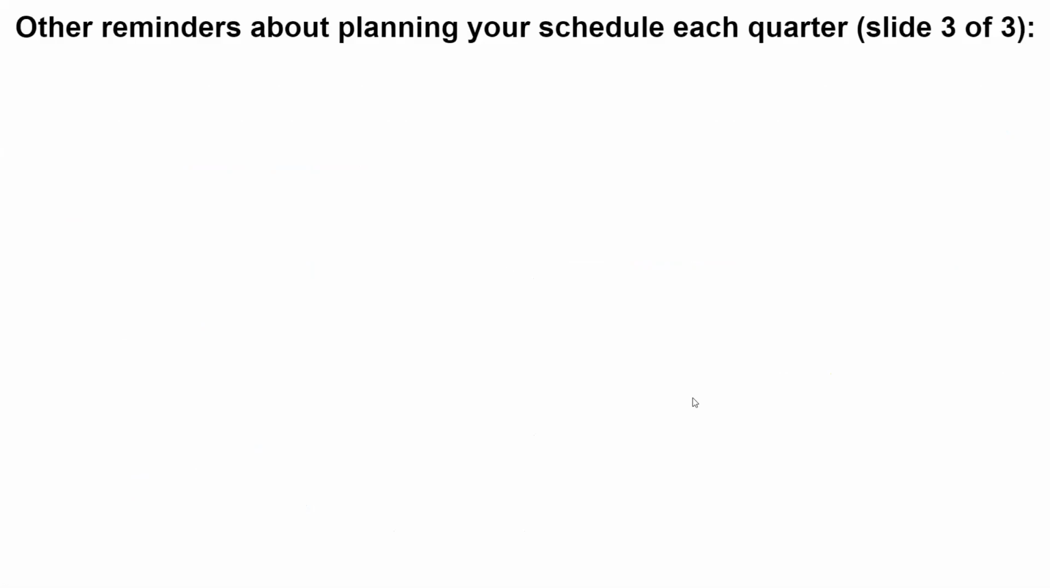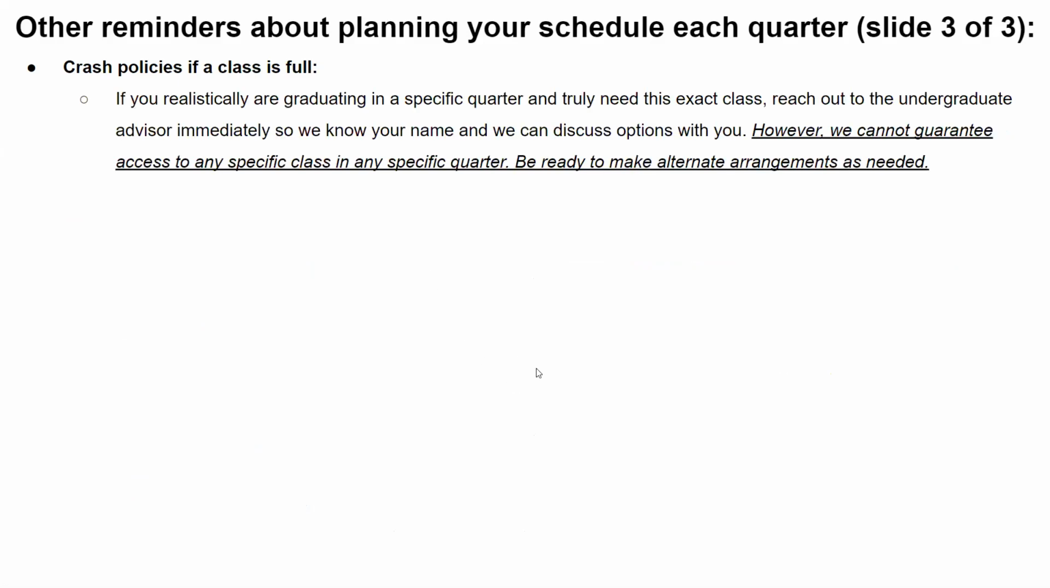And then finally, some other reminders: crash policies if a class is full. So this is the big one: what to do if your preferred classes are full. Realistically, if you're graduating a specific quarter and truly need this exact class and there's nothing else that you can take, nothing else you can work on. This isn't, oh, I'd prefer to work on this class during this quarter. This is, I truly need nothing else and there's nothing else that makes sense for me to add in my schedule. I will be behind if I don't get this exact class this quarter because this is my last quarter.